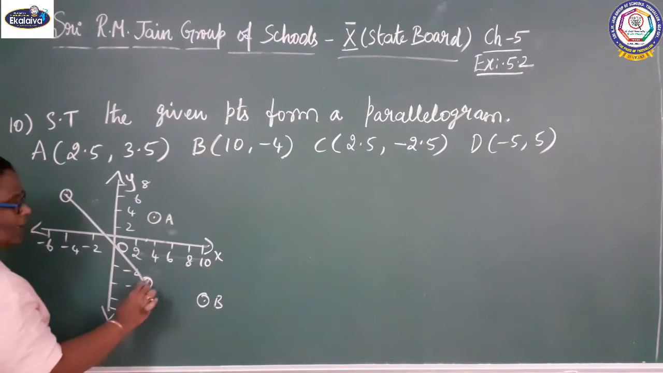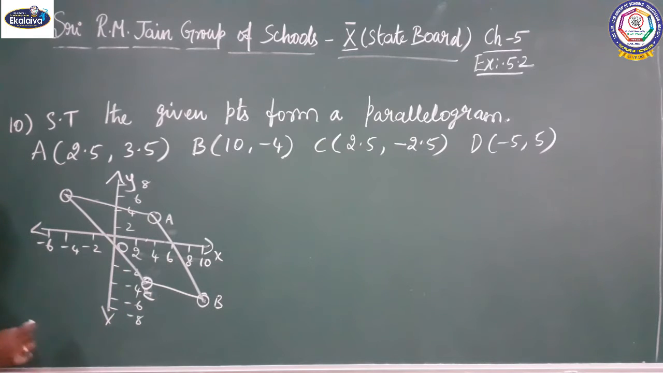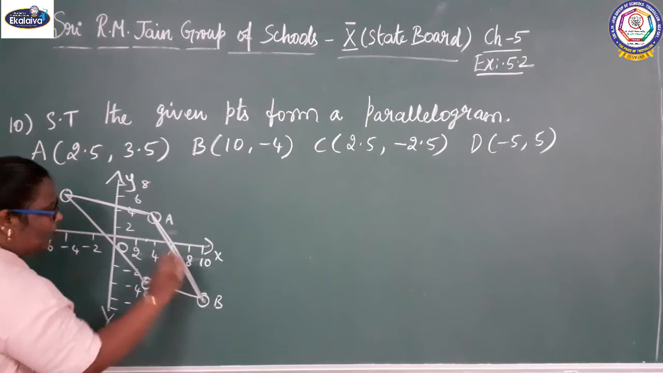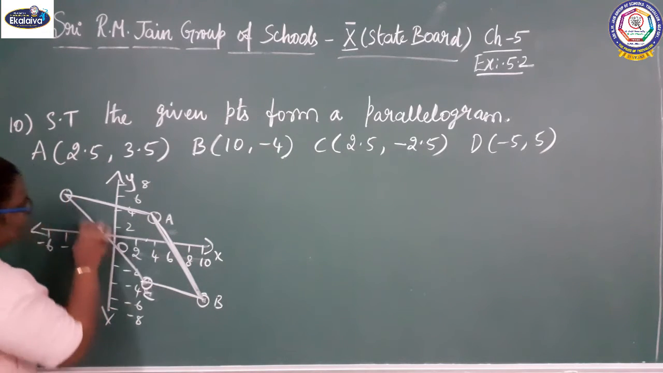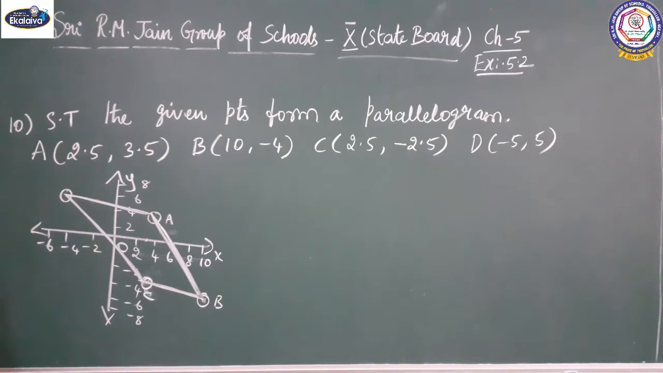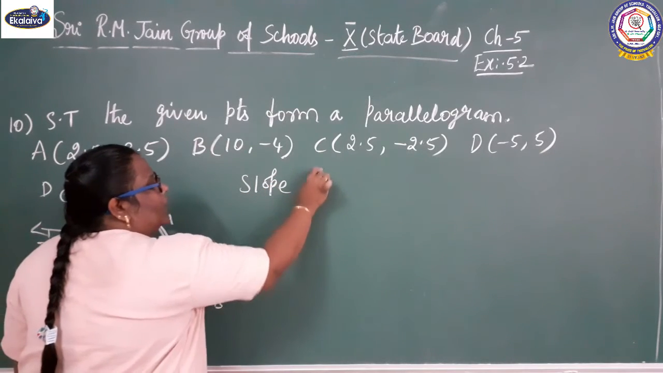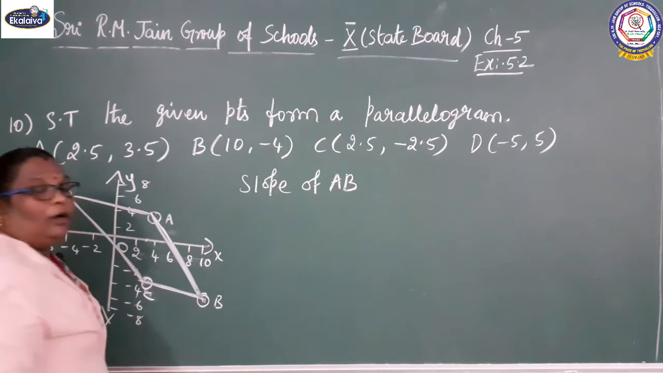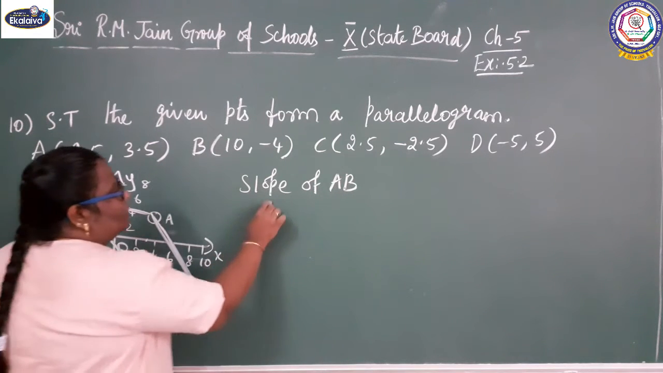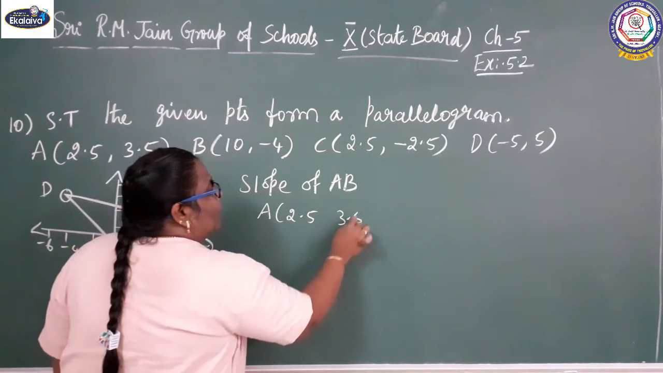You can check whether it forms a parallelogram or not. So it forms a parallelogram. If you want, you can take the distance formula, or otherwise you can do it in the slope method also. First you should find the slope of AB. What is the A value? A is 2.5 comma 3.5.